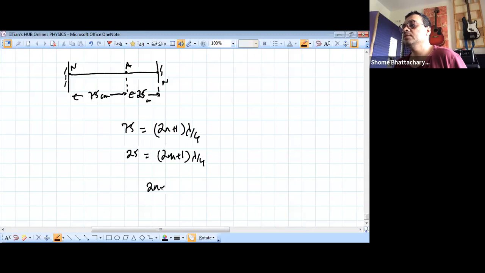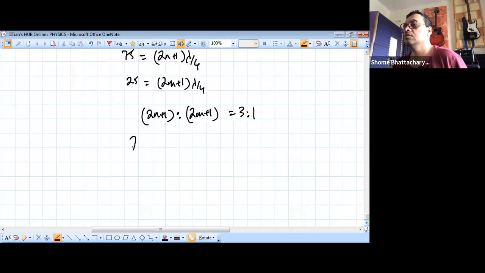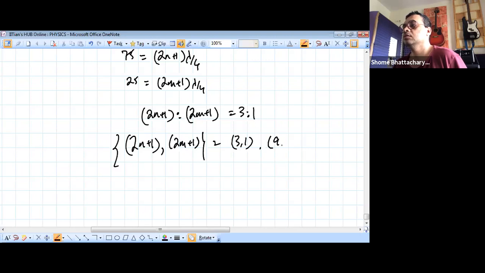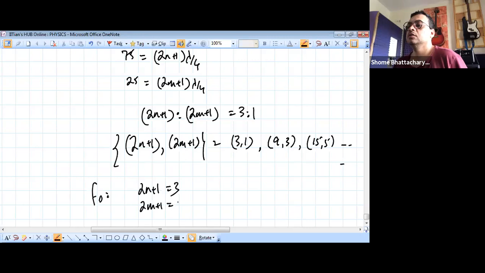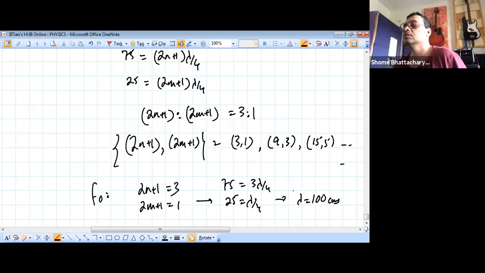So you can see that 2n plus 1 is to 2m plus 1 has to be equal to 3:1. Okay. So this series of numbers will be this sort of series. It will be 3:1, then 9:3, then 15:5, and so on and so forth. Okay. So what will happen in the fundamental mode? 2n plus 1 is equal to 1, so 25 centimeters is equal to lambda by 4, or 75 centimeters is equal to 3 lambda by 4. So lambda is equal to 100 centimeters.